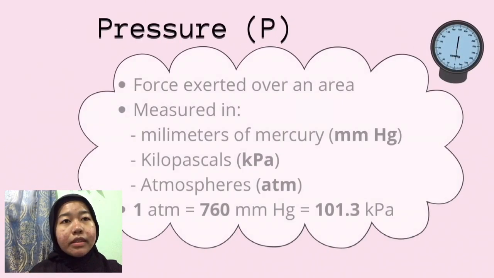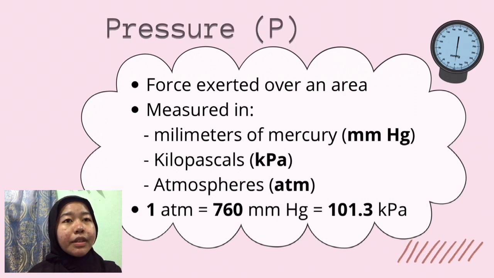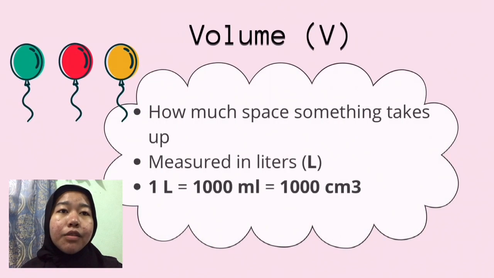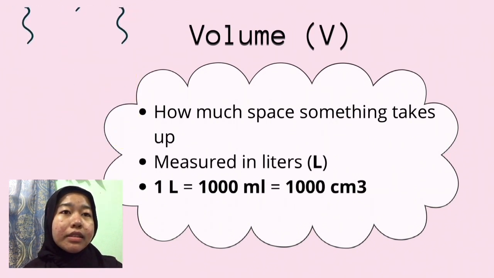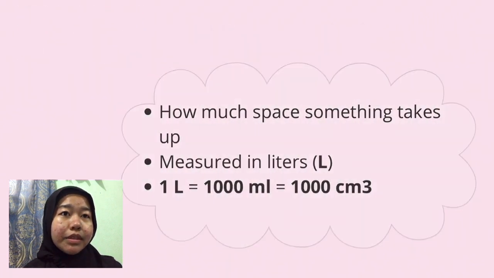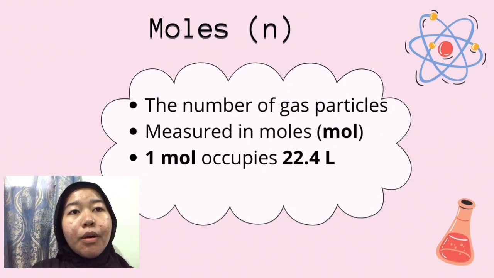Pressure is force exerted over an area. It is measured in millimeters of mercury, kilopascals, and atmospheres. 1 atmosphere is equivalent to 760 millimeters of mercury, which is equivalent to 101.3 kilopascals. Volume is how much space something takes up. It is measured in liters. 1 liter is equivalent to 1000 milliliters, which is equivalent to 1000 centimeters cubed. Moles is the number of gas particles. It is measured in moles. 1 mole occupies 22.4 liters.